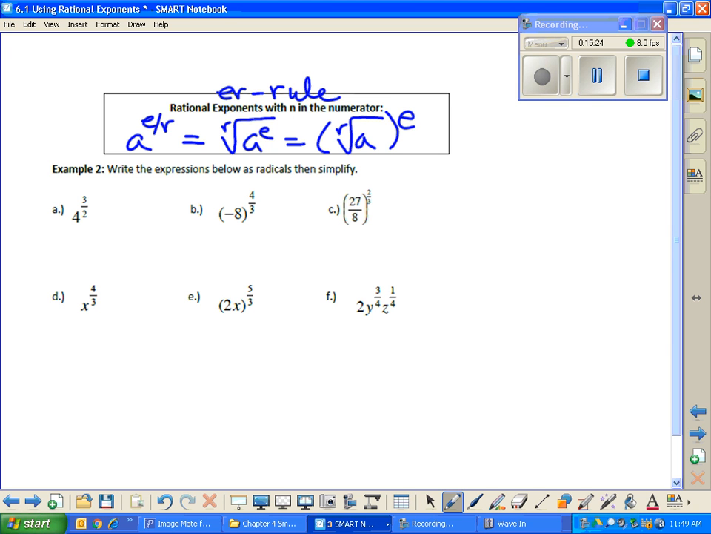So for part A, step 1, I'm going to take the square root of 4 and then cube it. You could also move this 3 underneath. It's kind of like the phrase six one way, half a dozen the other. You get the same answer. So the square root of 4, that's 2. 2 to the third is 8.